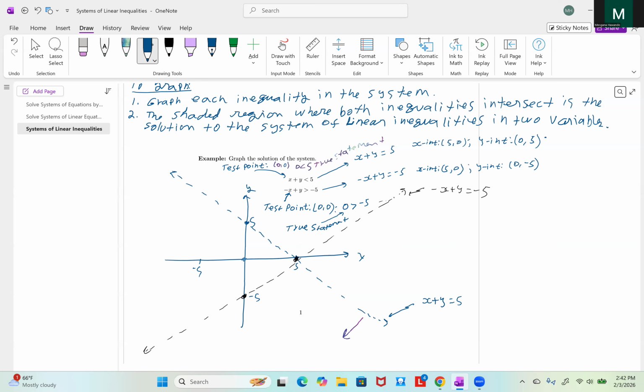So for this line, we shade this region. The region where the two shaded regions intersect for the lines is this region here. This is the region that we shade. This is the solution.